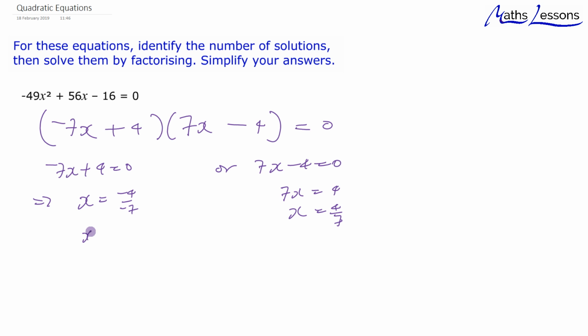And you realise these are exactly the same. This is just 4/7 too. So therefore, there's only one solution. There's one solution to this answer, because both of these are identical.